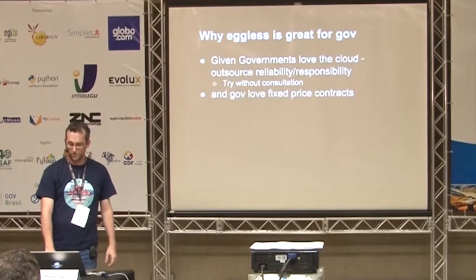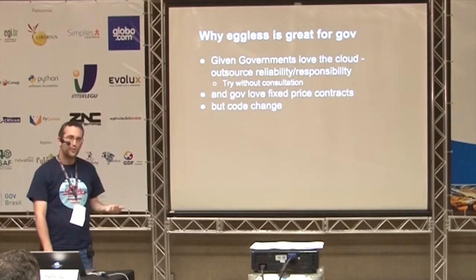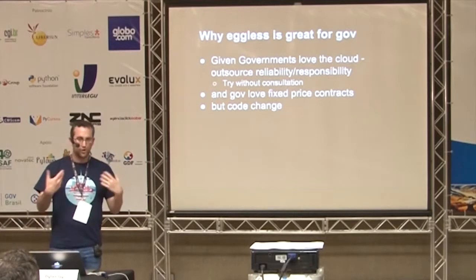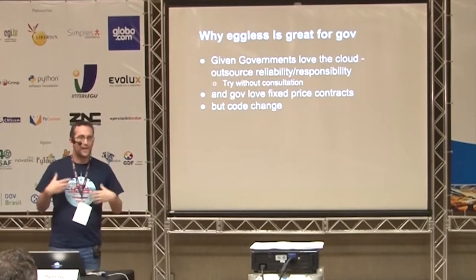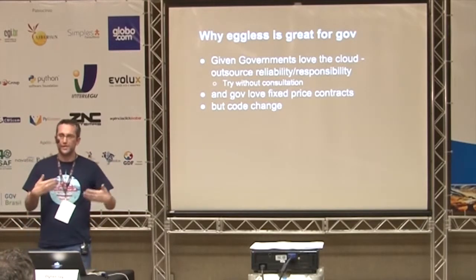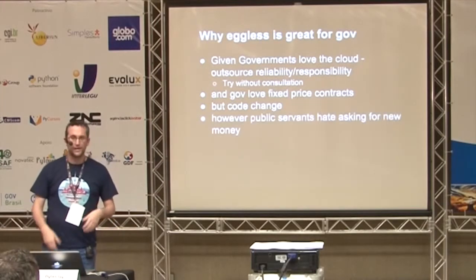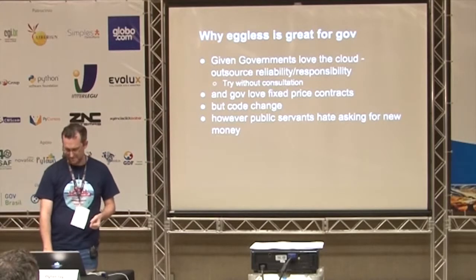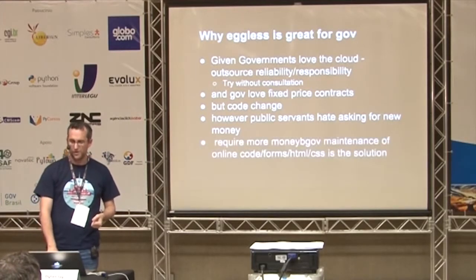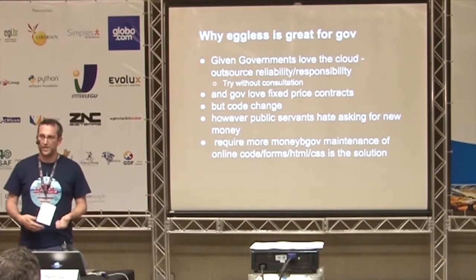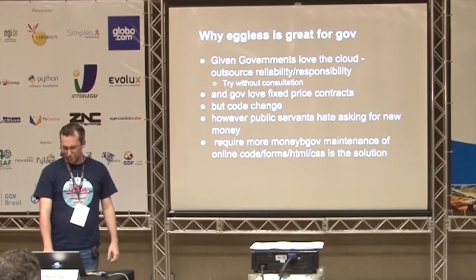They love fixed price contracts, but the big problem with fixed price contracts is that if they want code changes, if something wasn't anticipated before, then they've got to go and ask for more money. And the one thing that public servants don't like is asking anyone for new money. They normally have a budget. They don't always think about possible changes later on, and if the budget goes, then you're screwed.